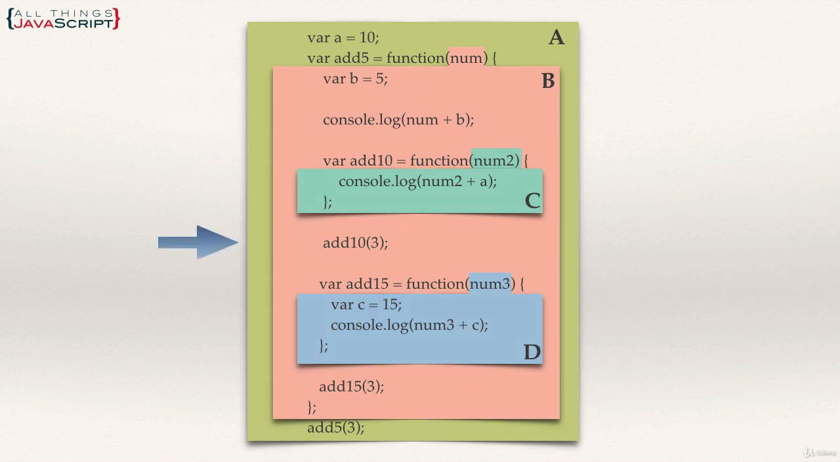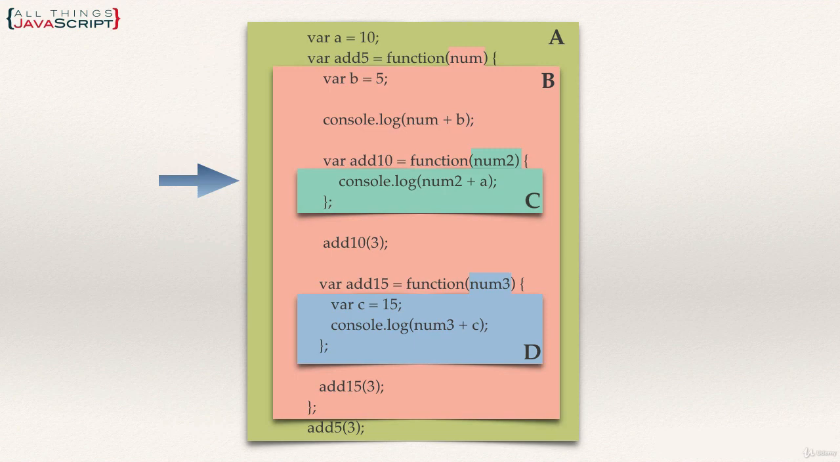Now we go to the next executable statement that calls the add 10 function, and it passes in a number 3. So at the add 10 function, num2 is assigned a value of 3. We then go to the console.log. The system searches through its own scope, the scope for the add 10 function, to find num2. It finds it and returns 3. It then searches for A. It cannot find A within scope C, so it goes to the next most outer scope.